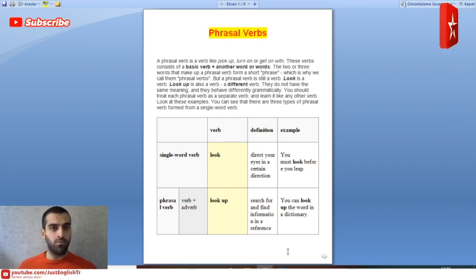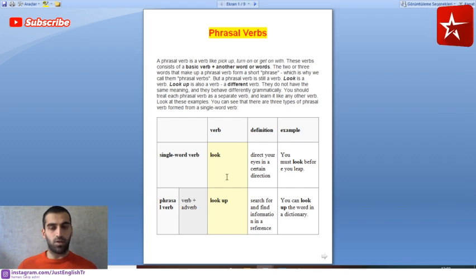Look is a verb. Look up is also a verb, but a different verb. If we use look with up, it changes the meaning. So they don't have the same meaning and they behave differently grammatically. You should treat each phrasal verb as a separate verb and learn it like any other verb, okay? For example, look means direct your eyes in a certain direction. You must look before you leap. Look up means search for and find information in a reference. You can look up the word in a dictionary.